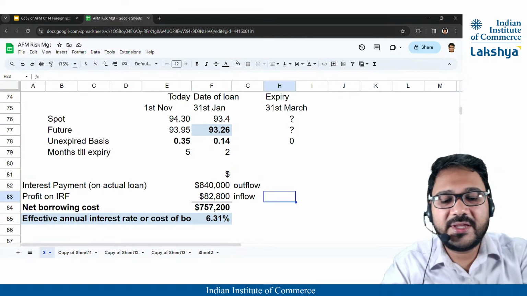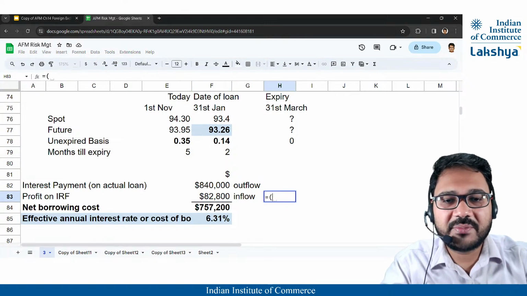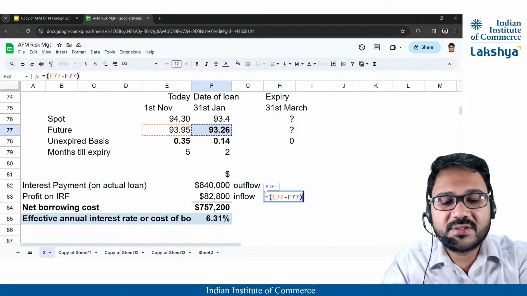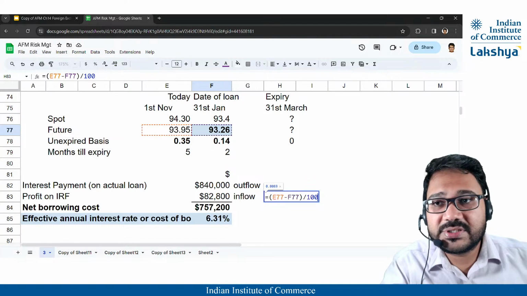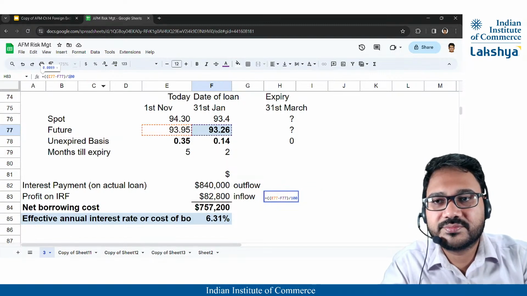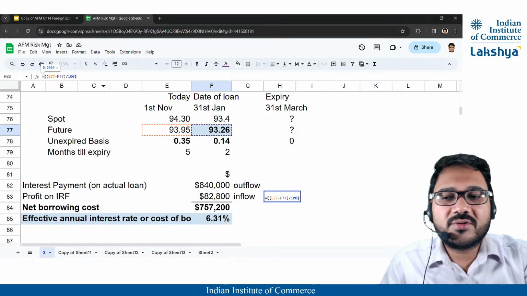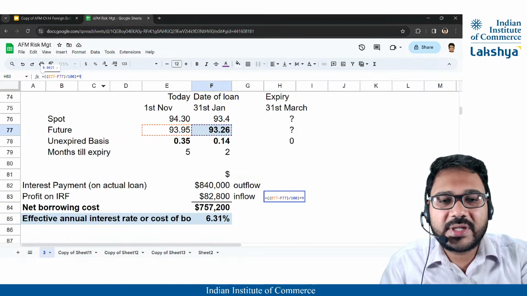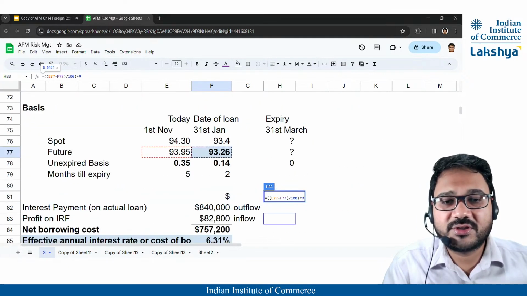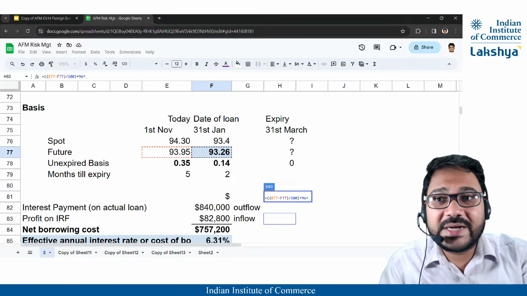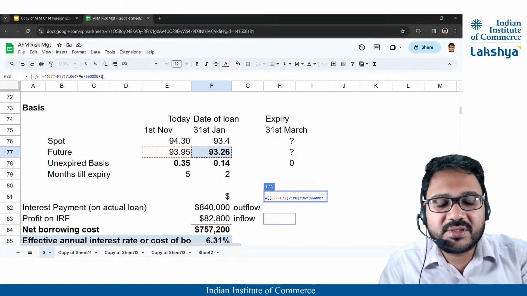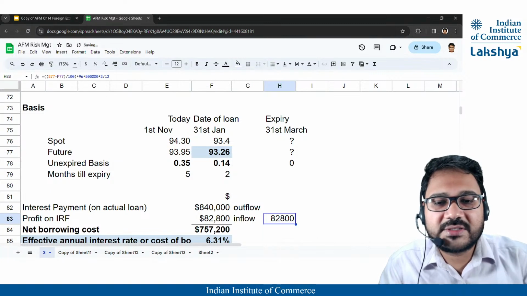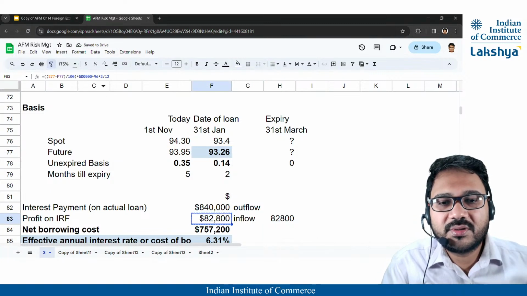Okay, so let me just explain you. So firstly, the profit. How much is the profit? 93.95 minus 93.26 divided by 100. That is the percentage, profit percentage that you are making. Okay, now you are making this profit for how many lots? How many lots were there? 96 lots. Okay, 96 lots. What is the underlying? $500,000. Okay, and the underlying is for how many months? 3 months. So 3 by 12. Okay, that's how you get 82,800. Clear?